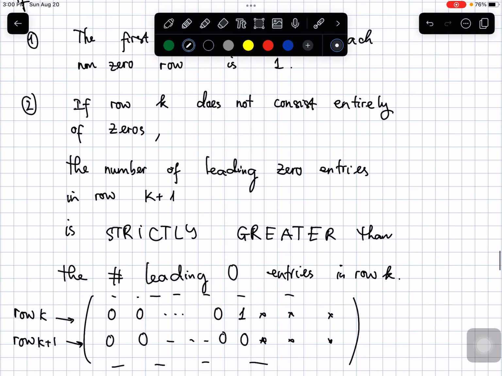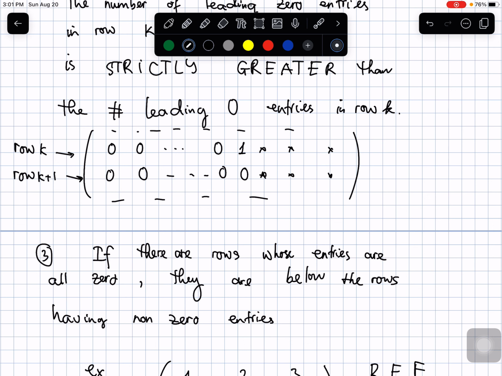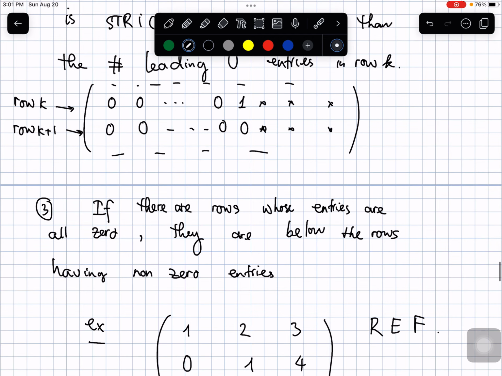What does that mean? That means that, okay, here I have an example. Row K plus 1 must have more leading zeros than row K. And the last one is if there are rows whose entries are all 0, they must be at the end. Okay, they are below all the rows having non-zero entries. Okay, 0 entry rows, they are at the end.